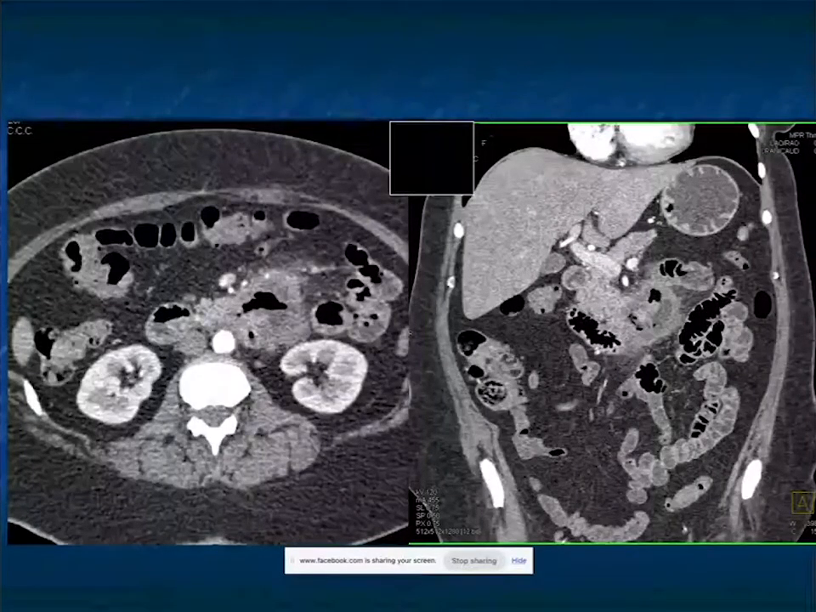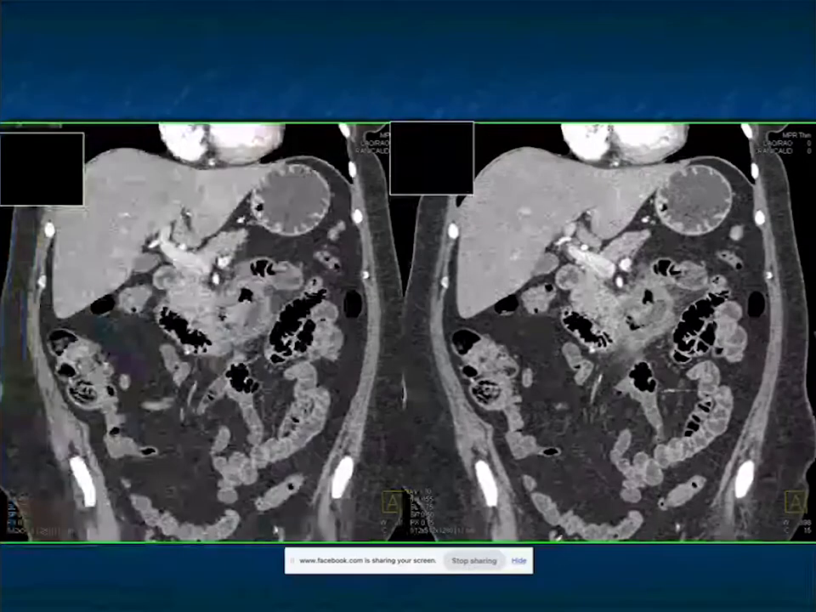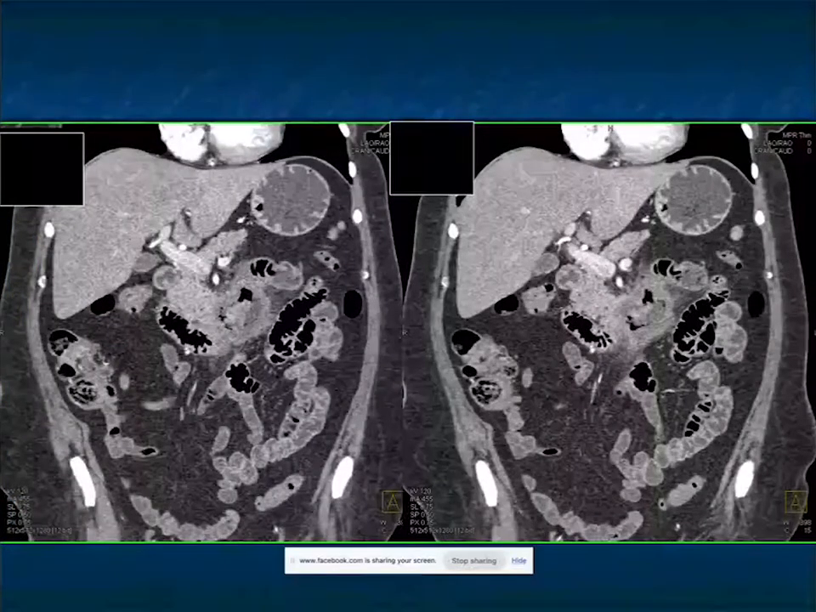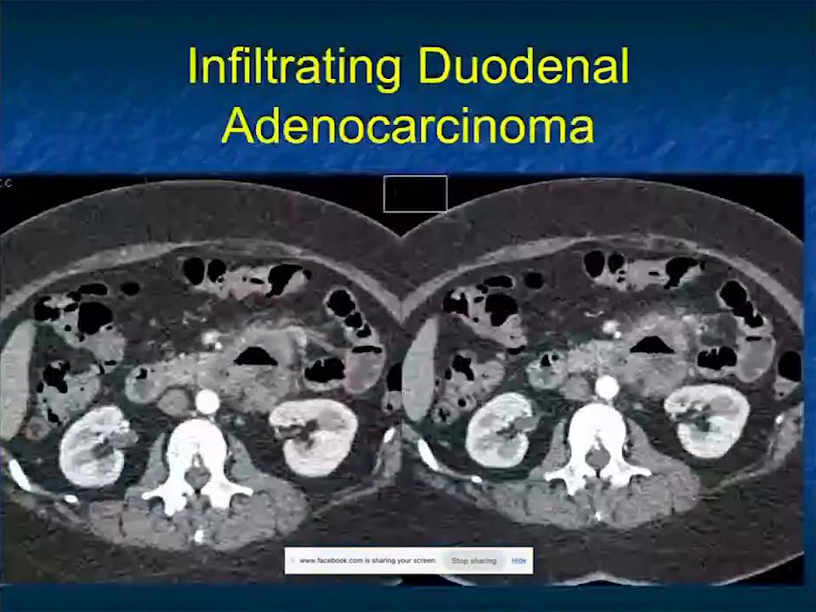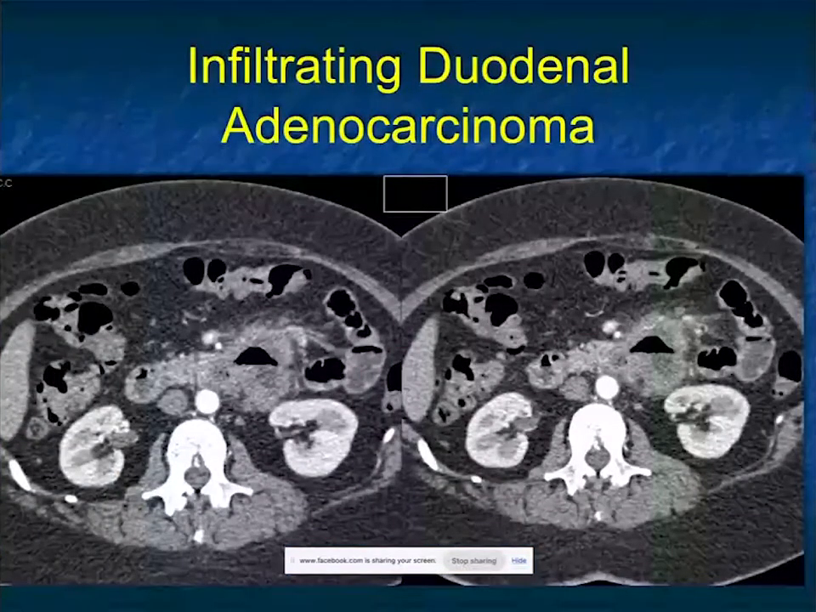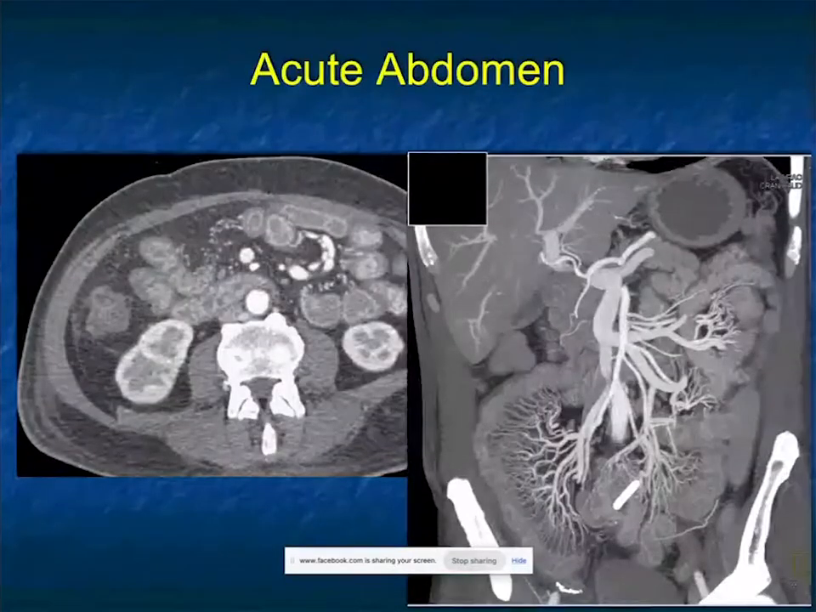Could be lymphoma. Could be metastatic disease, or good possibilities with this bulky ulcerating lesion of the junction of duodenum and jejunum. This was eventually biopsied and resected and was a classic duodenal adenocarcinoma. Really nice example.